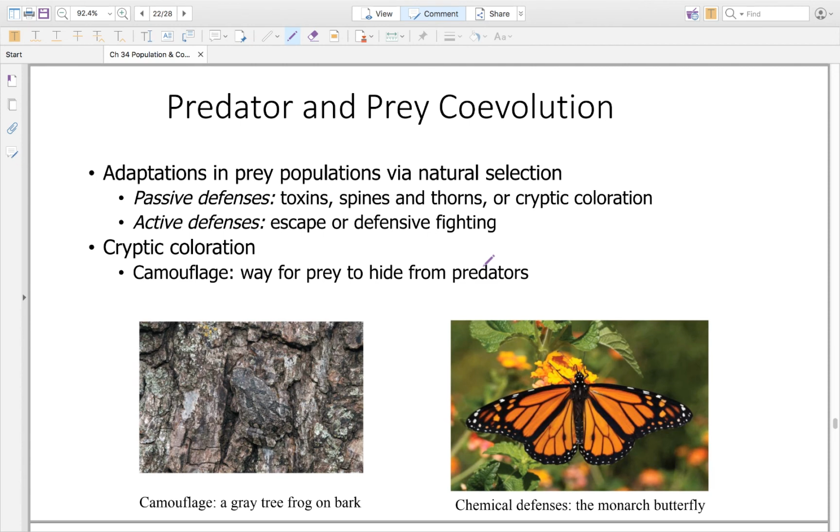All right, so ultimately this is what predator-prey coevolution leads to. It's going to lead to some prey populations adapting passive defenses. For example, plants will develop thorns and spines. Some organisms will develop toxins, and then they'll develop these colors, cryptic coloration. Okay, so I'll explain what that means. There's also active defenses, defensive fighting, escaping.